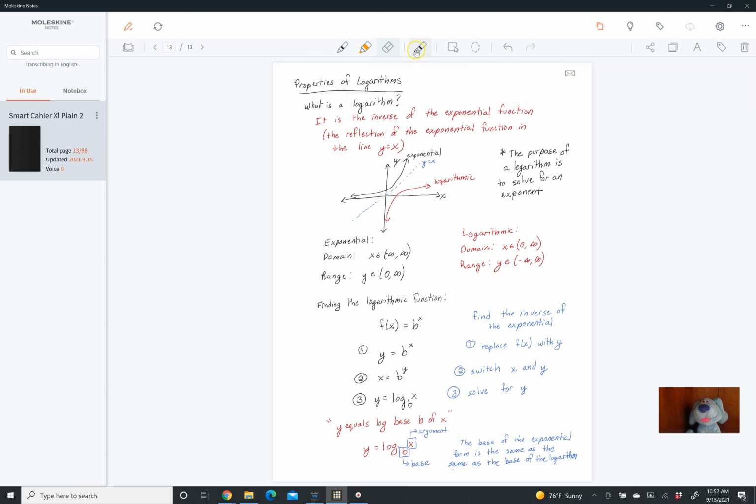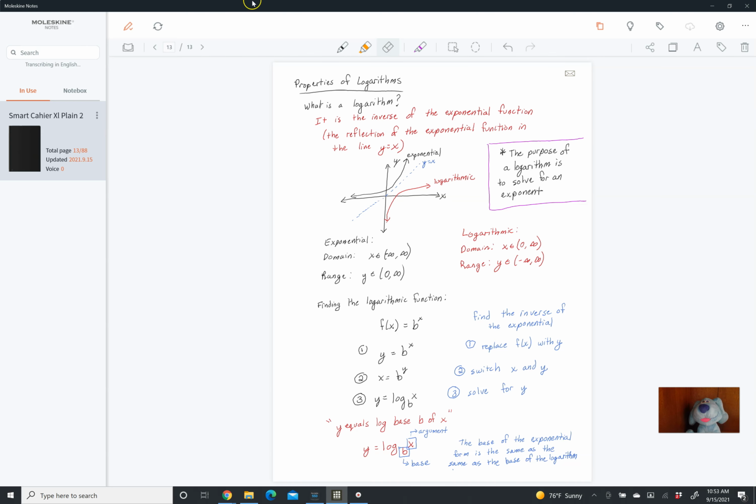This is really important because when we get to our next step, knowing this is what's going to help you. And you can see here that when we had to solve for y, when we had to solve for the exponent, what did we use? We used the logarithm. Okay, so the purpose of a logarithm is to solve for an exponent. Okay, what does this mean? This means that we can go back and forth between a logarithmic expression and an exponential expression.